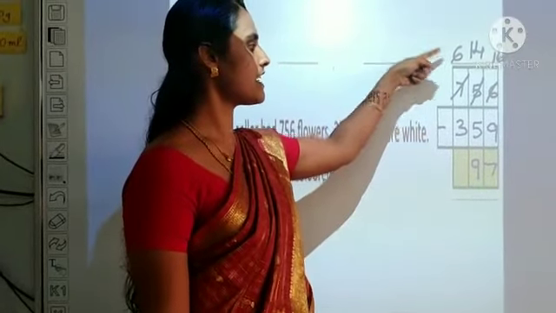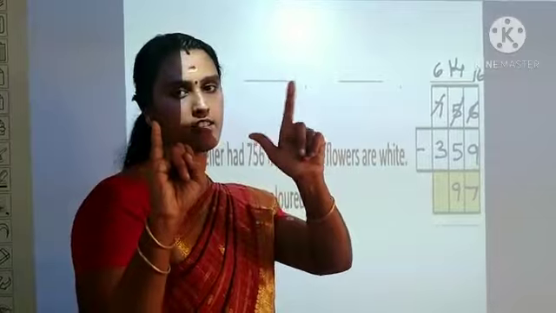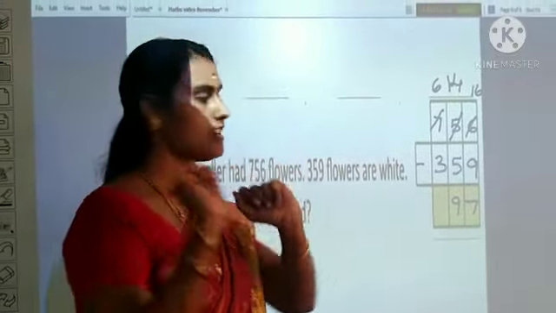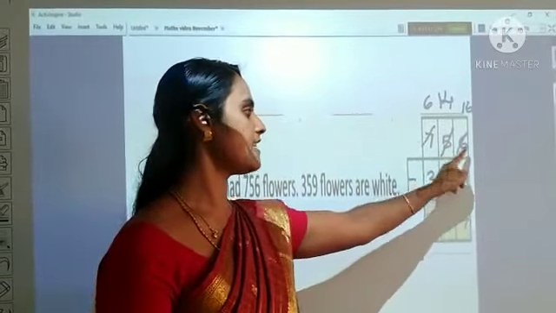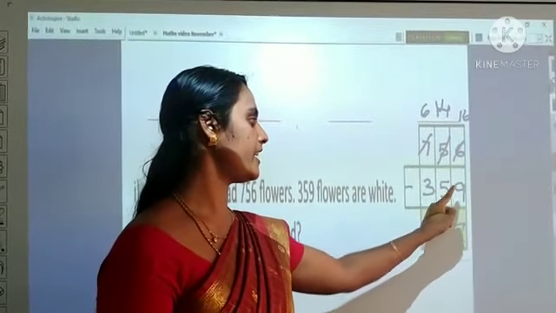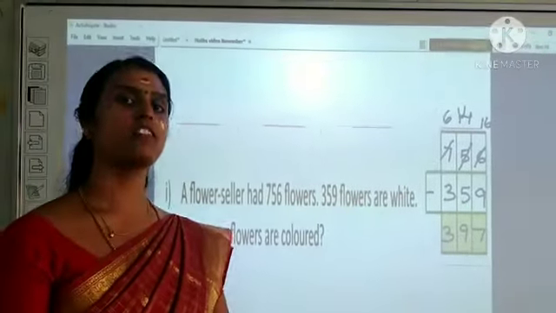Next number 6 minus 3. Open 6 fingers and close 3 fingers. What is left? 3. Isn't it? So the answer is 3. So 756 minus 359. The answer is 397.